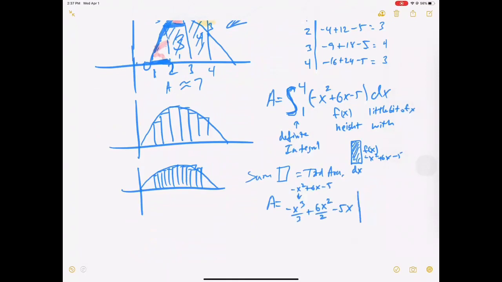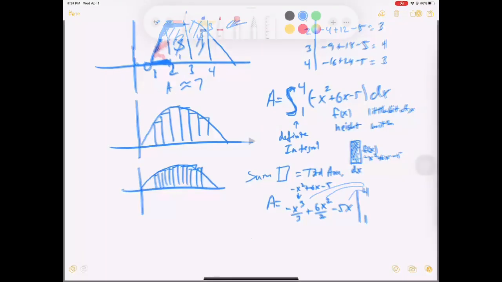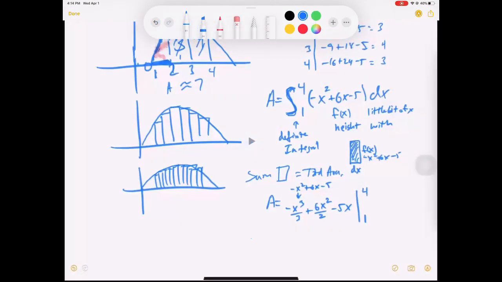And then we're going to draw a bar here. And the bar reminds me to go from positive 1 to 4. So the way we plug it in is we just plug in the top, 4. Let's do that. So we're going to just plug in the 4 and the 1. So the area is equal to negative 4 cubed, which is 64.